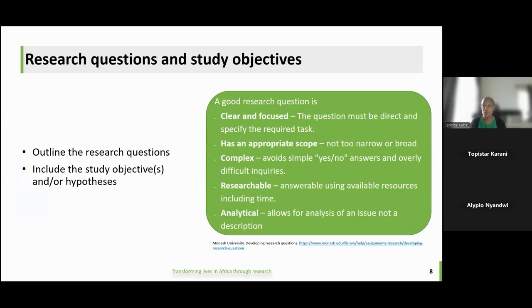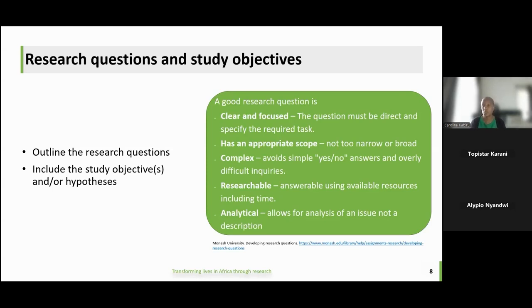But essentially, a good research question is clear and focused. So it must be direct and specify the required task. Often I would say that when you read a research question, you can almost imagine what the methods might be like. And if you can't, then maybe ask whether the question is clear and focused. It has an appropriate scope. It's not too broad or too narrow. Because you want to show that really you have some depth to the scope of work that you're envisioning.